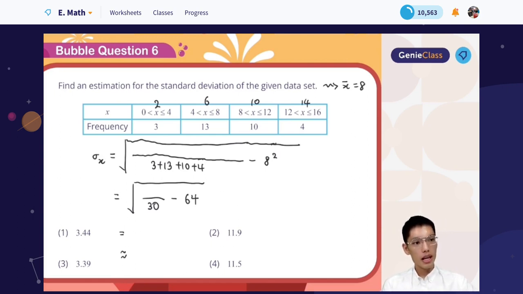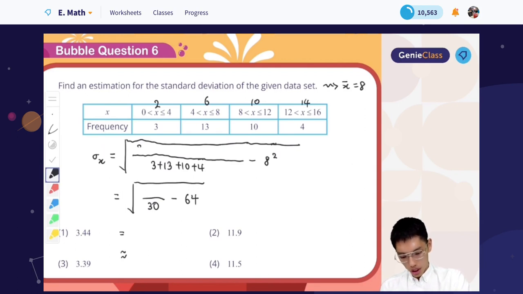Most of you attempted, but let's see how we can do this. Again, we are squaring only the x, not the frequency. And if you're using a calculator, take note, it's this icon, not the S icon. So what we do, 3 times 2 square plus 13 times 6 square plus 10 times 10 square plus 4 times 14 square. All right, from here, we solve it. We get, in this case, 2264. Simplify further, 33862. Round off 3SF, 339.